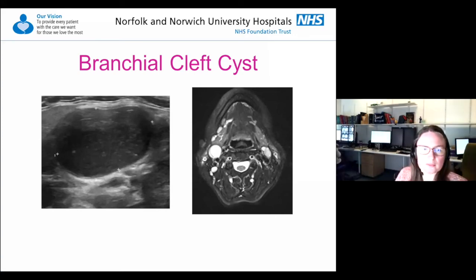But you've got to bear in mind that anyone over 40, you should never just dismiss something as a branchial cleft cyst, because occasionally a cystic node can present in this location and be mistaken for one. And we've seen several examples of where something's been labelled as this and turned out to be a metastatic SCC. So you would always want to biopsy this, particularly in an older patient, just to make sure.